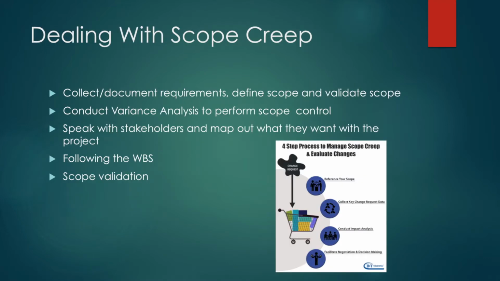There are many different ways to deal with scope creep. These include a well-defined, validated scope statement in the beginning of the project lifecycle that is stuck to throughout the entire lifecycle of the project. Conducting analysis throughout the project lifecycle is also imperative to prevent scope creep. Lastly, following the work breakdown structure that has been laid out for the project is a great way to prevent scope creep.